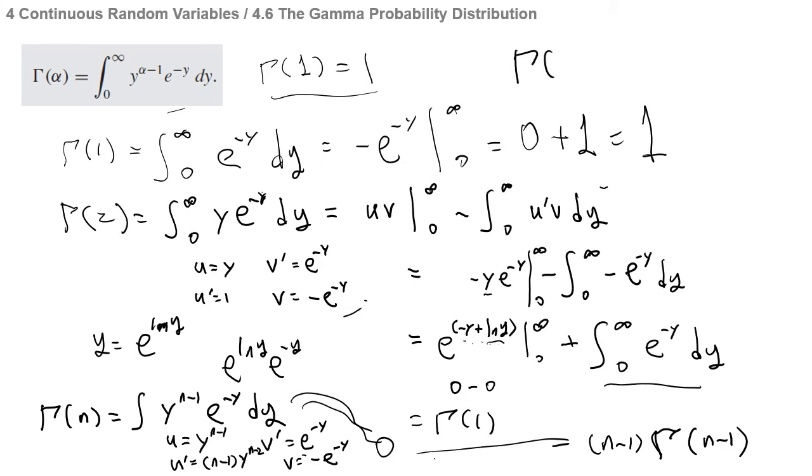So what you can prove is that gamma n, and if n is an integer, then gamma n is n minus 1 factorial. This part I skipped some steps. I think if you put these u and v's this way, you can derive that gamma n is n minus 1 factorial. Okay.